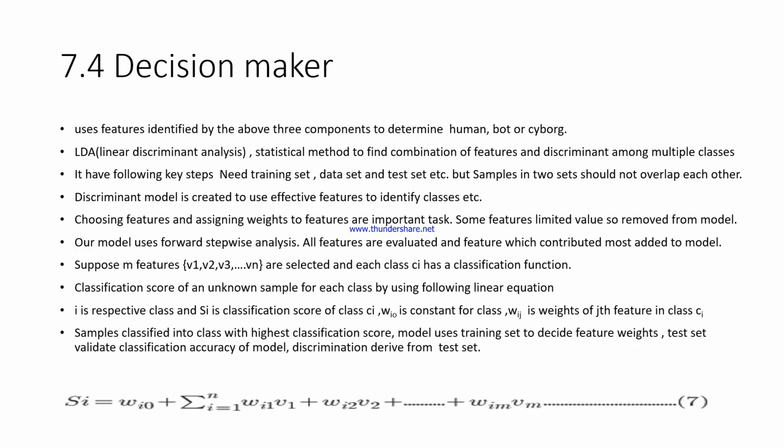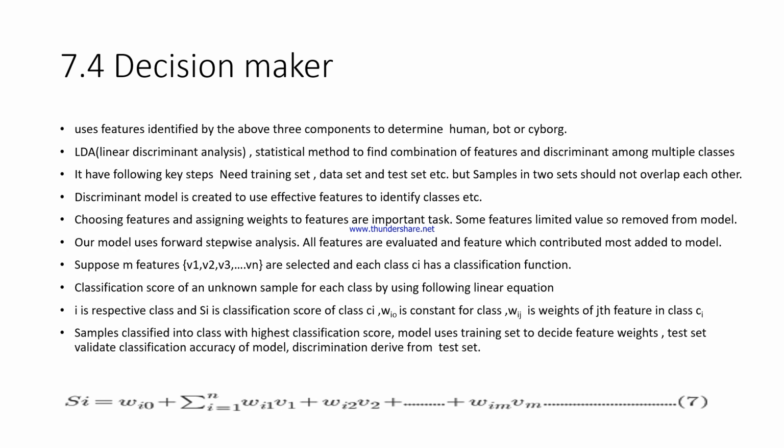The decision maker takes all the features from the above three components and determines whether it is a human, bot, or cyborg. It uses a statistical method, linear discriminant analysis, and combines all the features into multiple classes. It also has some key steps, like the need for a training data set and a test set. The samples in the two sets should not overlap each other. This has to be kept in mind.